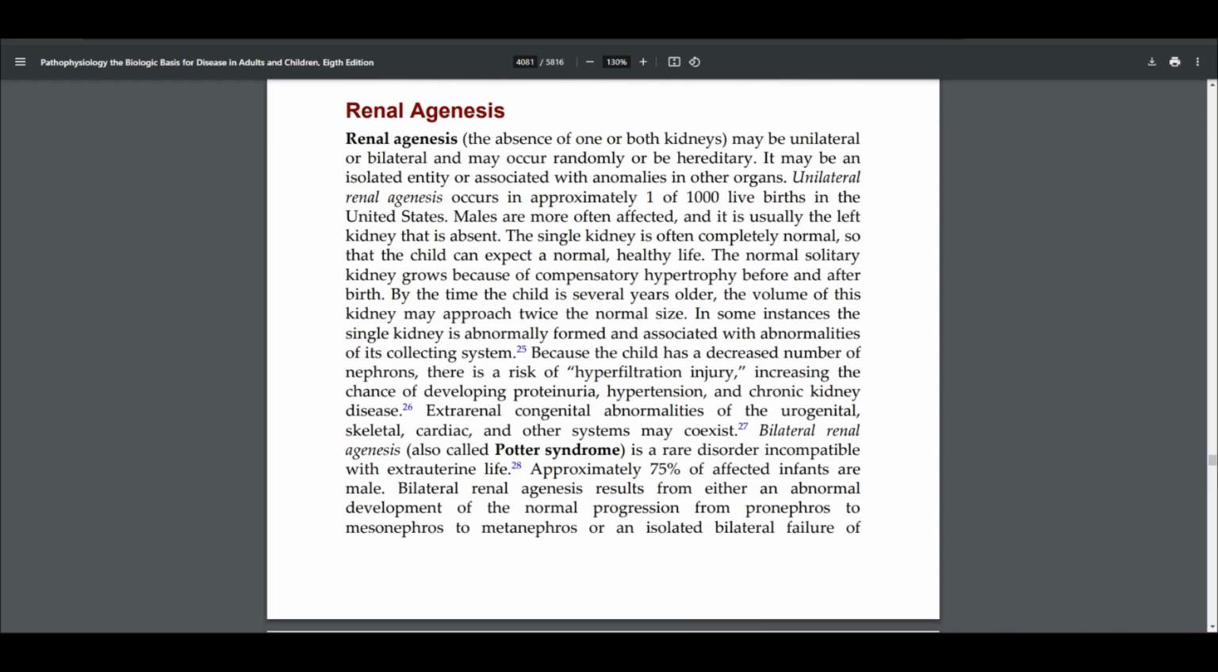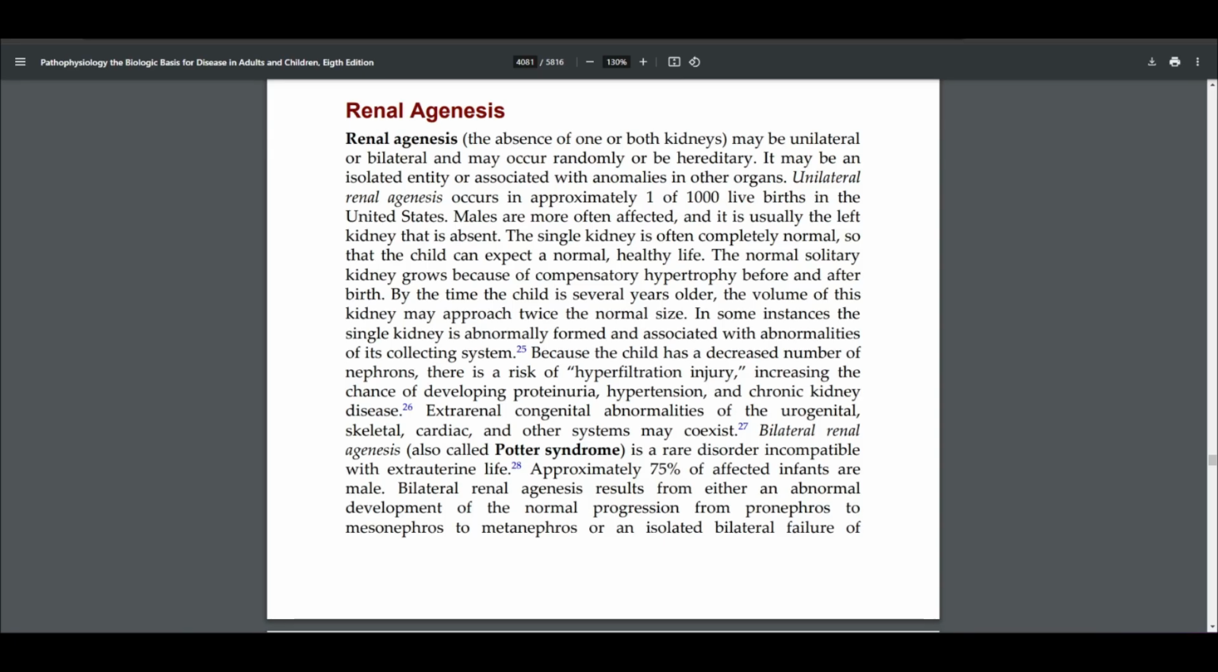Renal agenesis. Renal agenesis, the absence of one or both kidneys, may be unilateral or bilateral and may occur randomly or be hereditary. It may be an isolated entity or associated with anomalies in other organs.